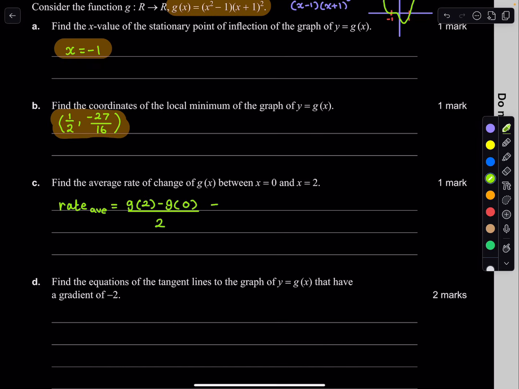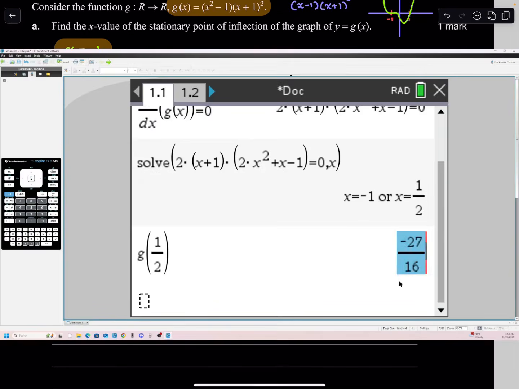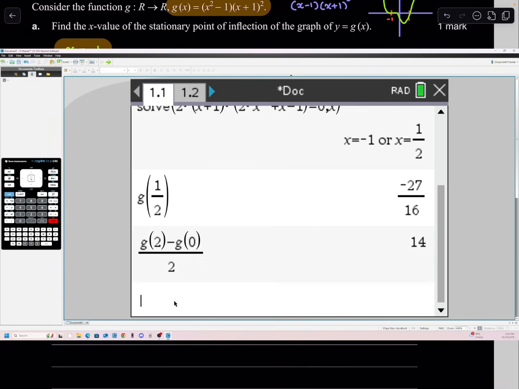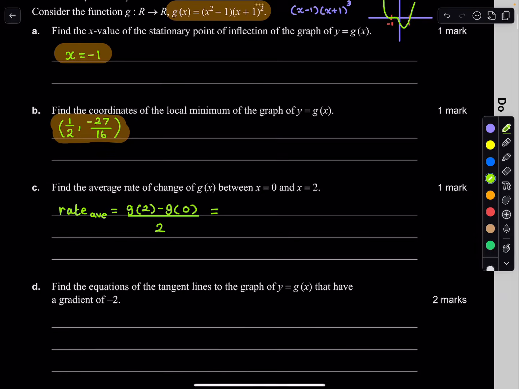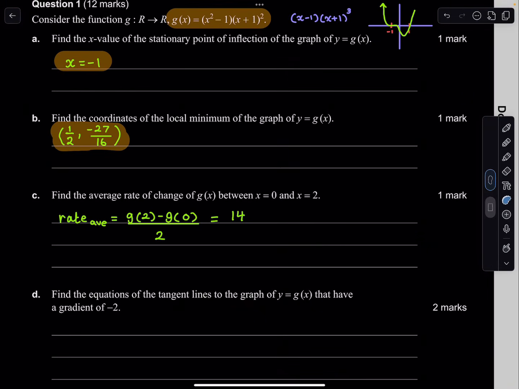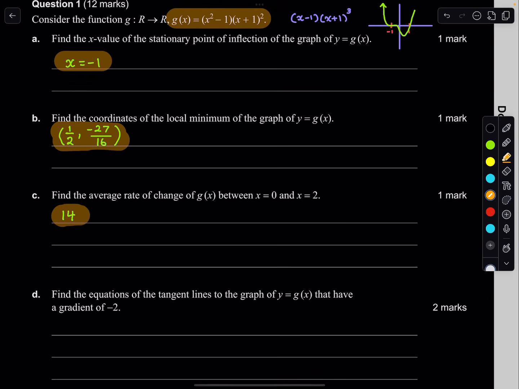Just put it in your CAS because it's 1 mark. Straight away, let's do that. Go in your CAS, put the division: g of 2 minus g of 0, over 2. Press enter, and this is your average rate of change. It is 14. So let's write that down. 14. To be honest, it's 1 mark, so you don't need this extra working out. I just show the extra working out for a lot of students to understand where I got the answer, but your average rate of change is just 14.